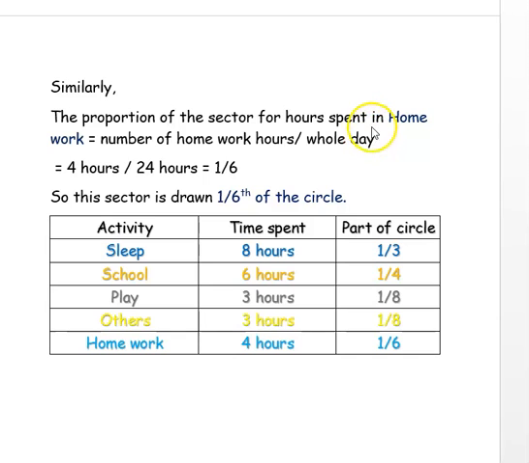And lastly, they have given the time spent for homework. So they have allotted 4 hours out of 24 hours. So 4 hours divided by 24 hours is 1 by 6. So we are allotting 1/6 of the circle for homework.